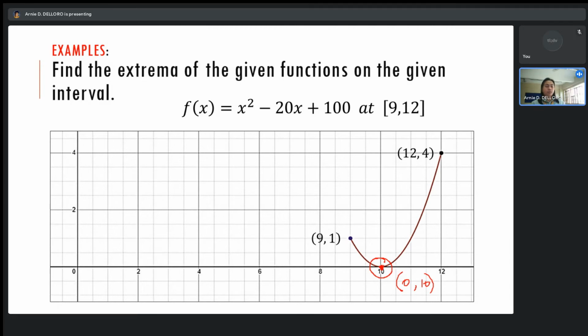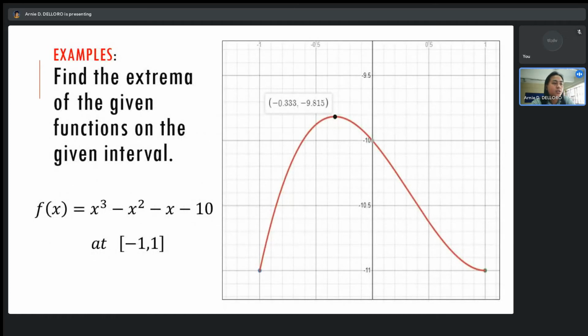Okay po, so I hope nakikita natin kung paano gumagana yung paghanap ng critical points, critical values, and how we optimize these things. Okay, so let's have example number 3. We have the function x cubed minus x squared minus x minus 10 on the closed interval -1 to +1.